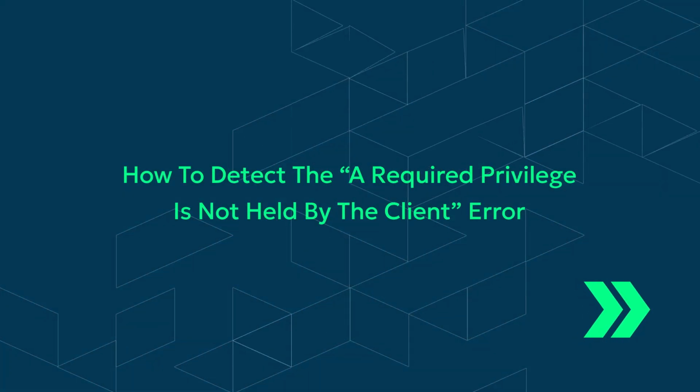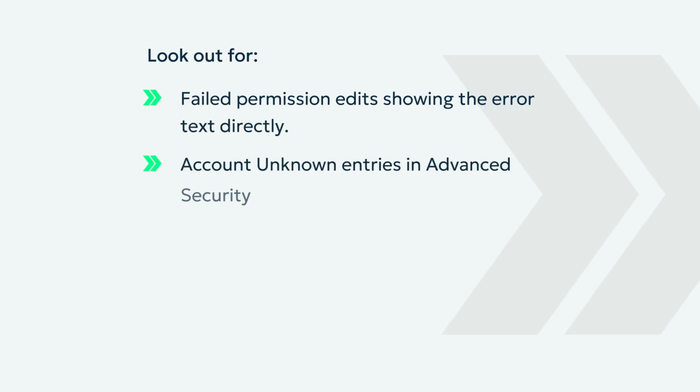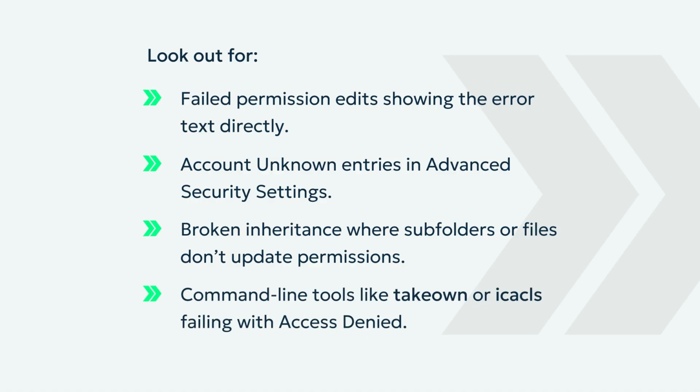Before you start, how to detect the "a required privilege is not held by the client" error. So how do you know you're dealing with this error? Look out for failed permission edits that display the error text directly, account unknown entries inside advanced security settings, broken inheritance where subfolders or files do not update permissions correctly, command line tools like takeown or ICACLS failing with access denied. Seeing one or more of these strongly suggests corrupted permissions.